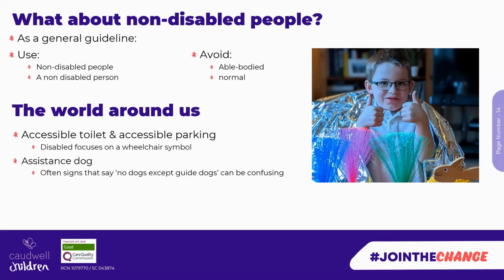Quite often we see signs that say "no dogs except guide dogs", which can be confusing if someone's got an assistance dog. People with an assistance dog can often worry that it means the businesses aren't aware that there are different types of assistance dogs. So it's important to use the term assistance. And "mobility aid" is a general expression that encompasses things like canes, crutches, wheelchairs and scooters. It's a general term if you're not sure what that person might be using.